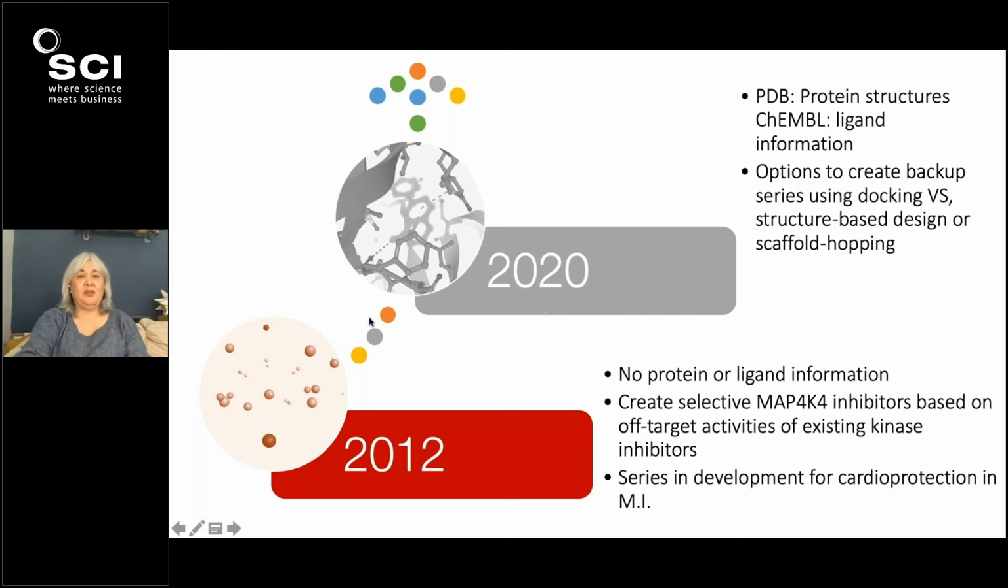So in 2012, the published project that I described to you started from no protein or ligand information, but we were able to create selective inhibitors by assembling the off-target activities of existing kinases, and that series is now in development for cardioprotection against heart attacks. If I look at this again, there's now an increased amount of information about this kinase, and so we have further options that we can use to create backup series.